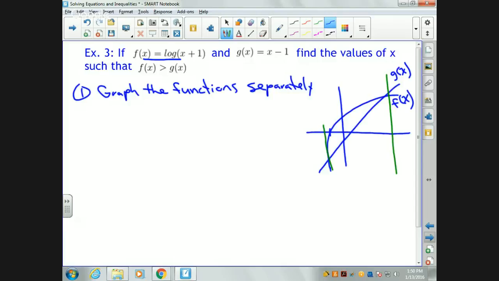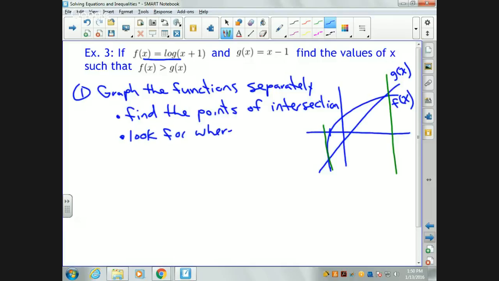So we would have to estimate, like we did before, their point of intersection, and then just say, hey, it's on this range right here. See how f is on top and g is on the bottom? That's how we know that it's greater than. So we would find the points of intersection and look for where the function f is greater than the function g.